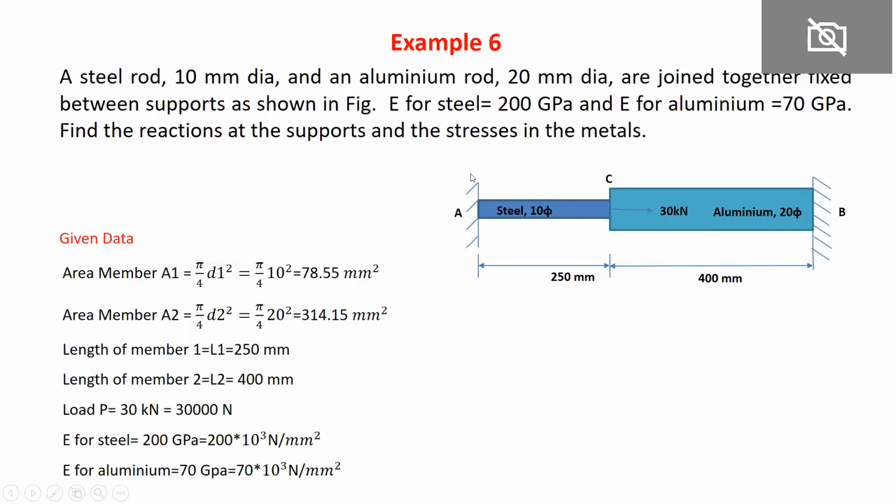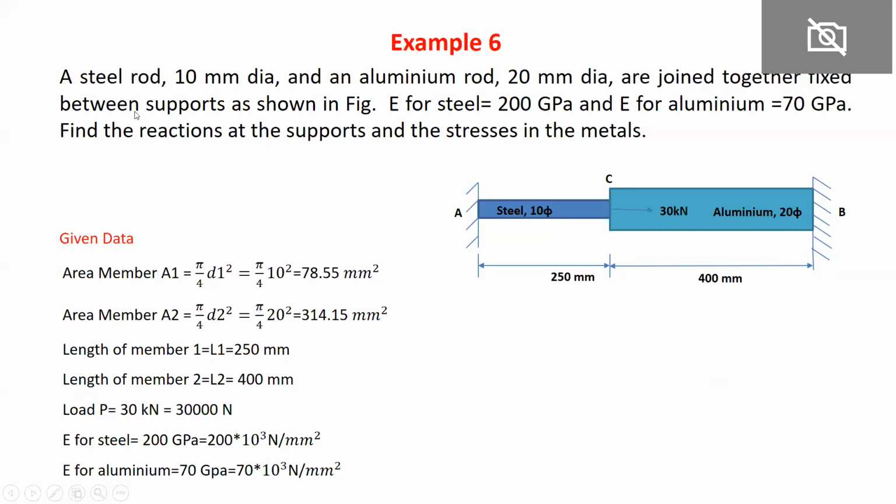Here we have two rigid supports. This is one rigid support, which we refer to as A, and the second is rigid support B. Between these two, the two bars are fixed. One is made of steel and the other of aluminum, and it is subjected to a load of 30 kilonewton at section C, or point C. The length of the steel is 250 mm and the length of the second section CB is 400 mm.